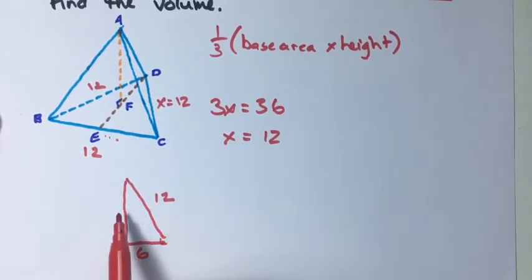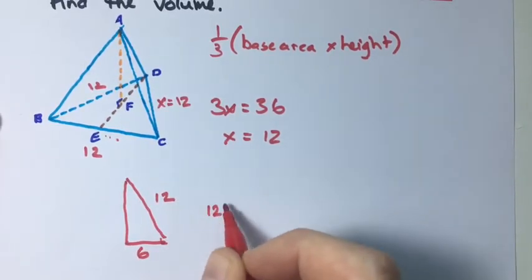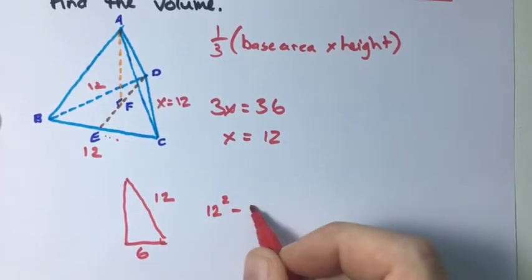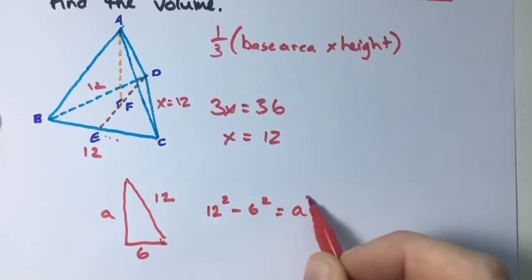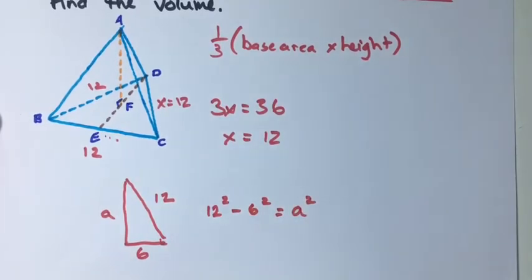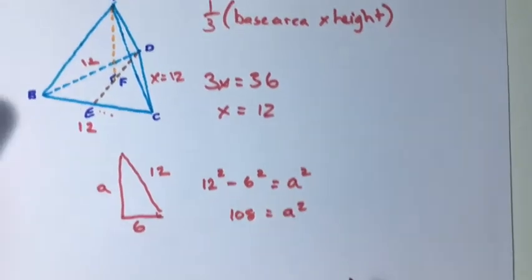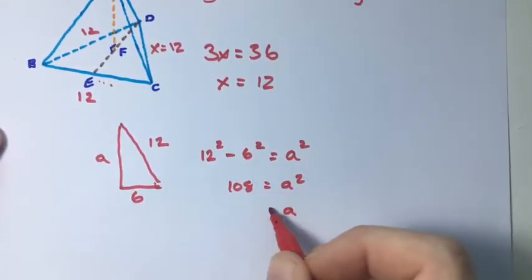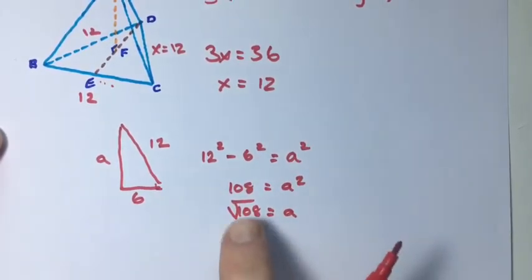So to find our height of our base, we're going to use Pythagorean Theorem, so we can say 12 squared minus 6 squared equals, we'll call this A squared. If we work this out, we end up with 108 equals A squared. So A equals square root of 108. We want to leave this in a square root.